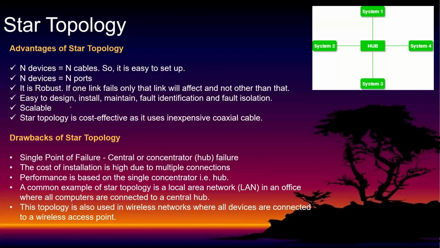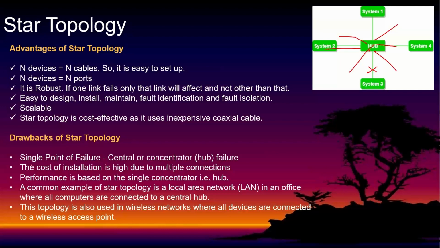In star topology, you get centralized management. That is the beauty of it. If you have n number of systems, say 4 systems, then 4 cables are needed. If you have 4 systems connected, you need 4 ports on the switch or the router, right? That's the concept here. It is robust, definitely. If one link fails, only that particular link will be impacted. None of the other systems will be impacted. It is very easy to design, maintain, install, configure, and even to isolate the fault. It is very scalable. You can add more systems as you want, and star topology is very cost effective compared to the other models.